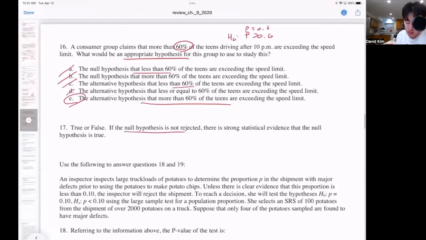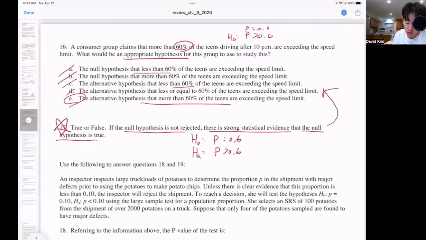If the null hypothesis is not rejected, there's strong statistical evidence that the null hypothesis is true. Now, I know some of you might have questions on this, number 17. When I first read this, it also kind of confused me, but once I gave it a little thought, the way this is phrased, it has to be stated a little more geared towards the alternative hypothesis. So I will give you an example in relation to 16. A consumer group claims that more than 60% of the drivers driving after 10 p.m. are exceeding the speed limit. So we declare our alternative hypothesis as p greater than 0.6. Your null hypothesis is that p is equal to 0.6.